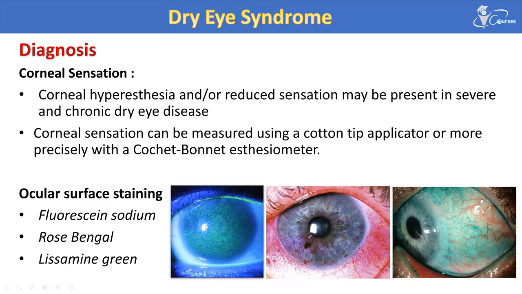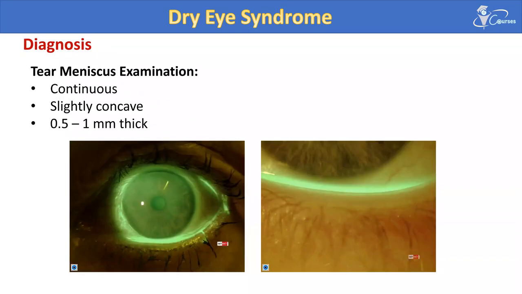But let's say we don't have corneal sensation measures or ocular surface staining. Are there any other methods for diagnosis of dry eye syndrome? Yes, there is still more. First of all, by examination of the tear film on a slit lamp. By just examining the tear meniscus on the slit lamp, you can have a clue about the healthiness of the tear film.